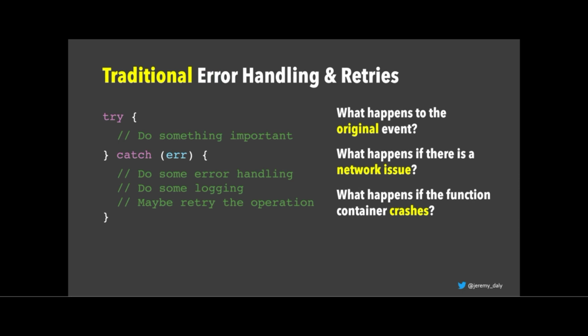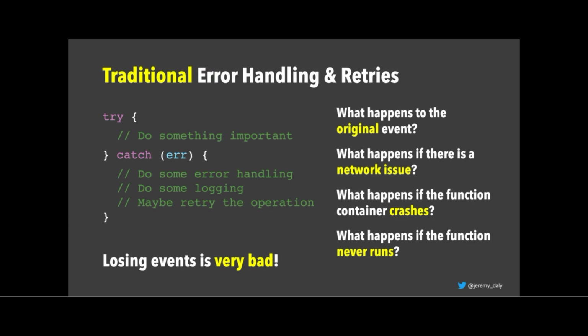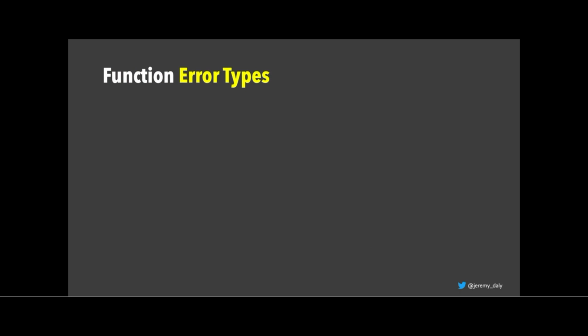Also, what happens if the function container crashes? This is possible. You have some bit of errant code or some sort of memory spike or something happens where the container that holds this function actually crashes. Then it never even gets to your catch logic, so you can't do logging and you can't retry the operation. And then there's this other concept with Lambda functions that it's possible that the function never runs. You might try to call the function, it gets throttled, something happens where the function never actually runs. And so in all of these cases, we lose the events, and this is quite obvious, but losing events is very, very bad.